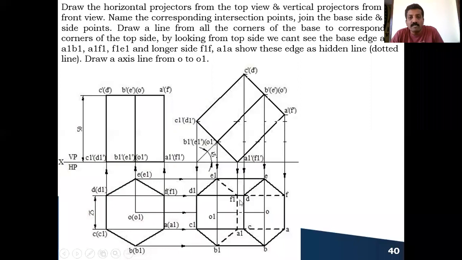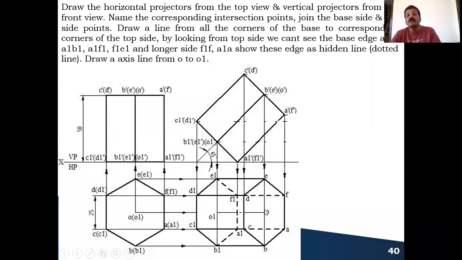F1 is here, F1 dash is here, this is F1. The base point O1 is here, O1 dash is here, this is O1. So the top face points, A is here, A dash is here, this is A. B is here, B dash is here, this is B. C is here, C dash is here, this is C. D is here, D dash is here, this is D, sorry. E is here, E dash is here, this is E. And F is here, F dash is here, this is F. And axis point O is here, O dash is here, this is O.